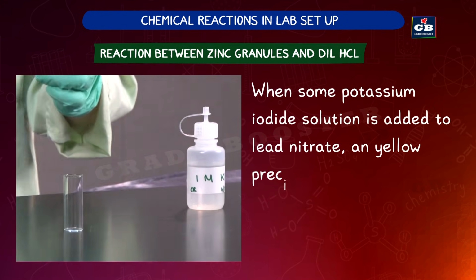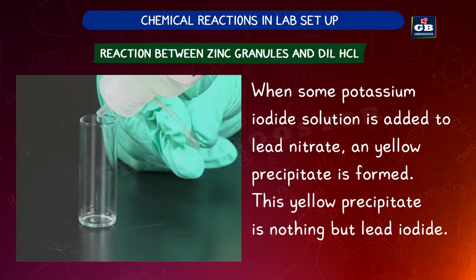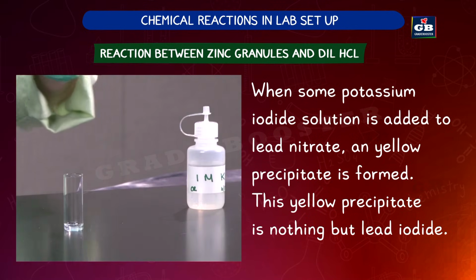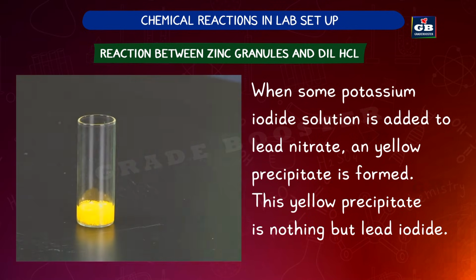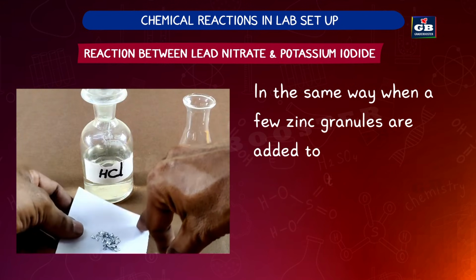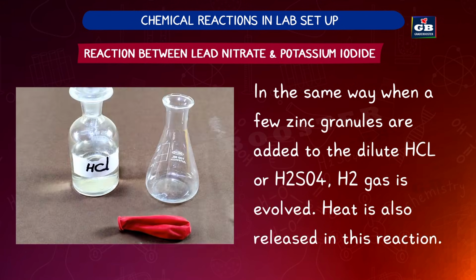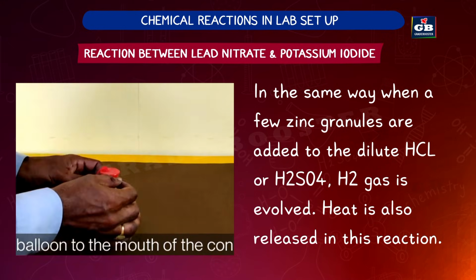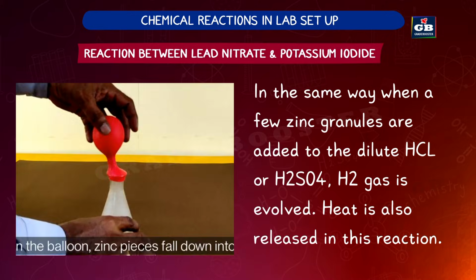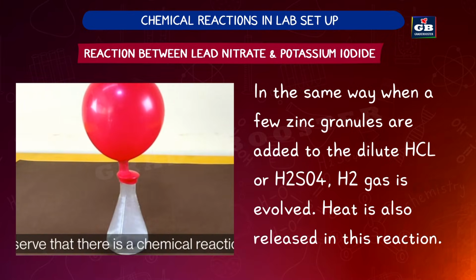When some potassium iodide solution is added to lead nitrate, a yellow precipitate is formed. This yellow precipitate is nothing but lead iodide. In the same way, when a few zinc granules are added to dilute HCl or H2SO4, hydrogen gas is evolved. Heat is also released in this reaction.